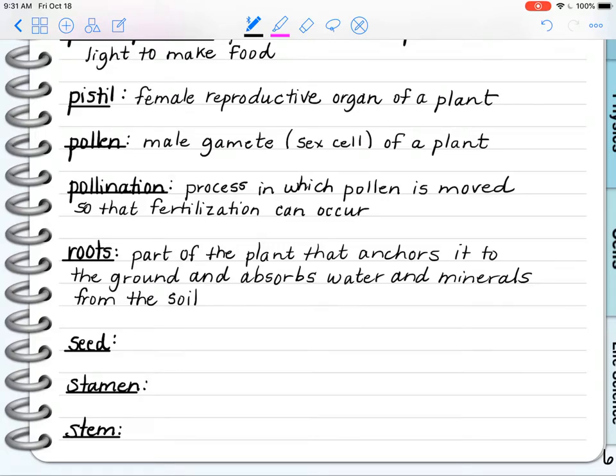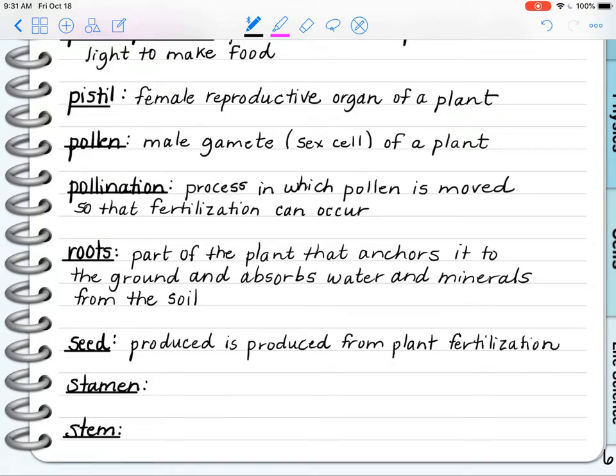Okay, a seed is produced from plant fertilization. If you were talking about humans, you would say that a zygote or a fetus is produced from fertilization, but in plants it's a seed. The seed has the potential to become a new plant. It can germinate and grow into a new plant.